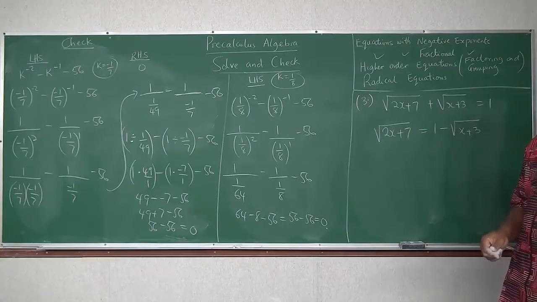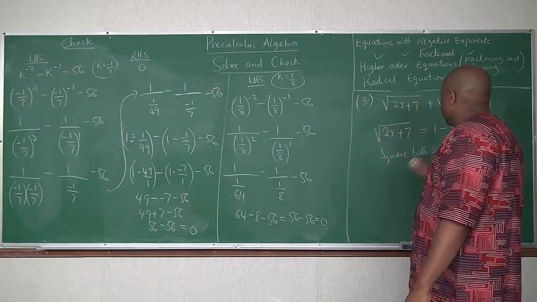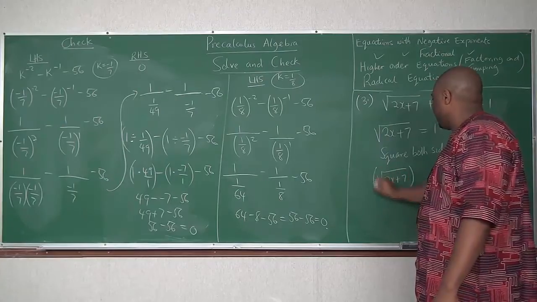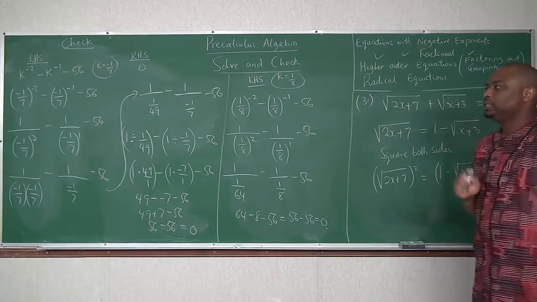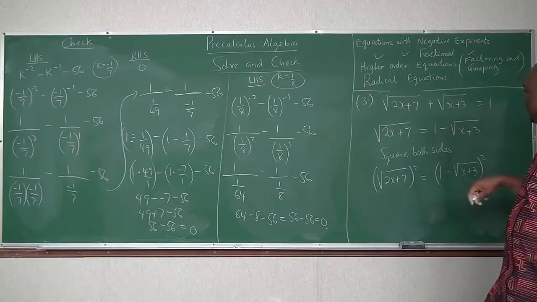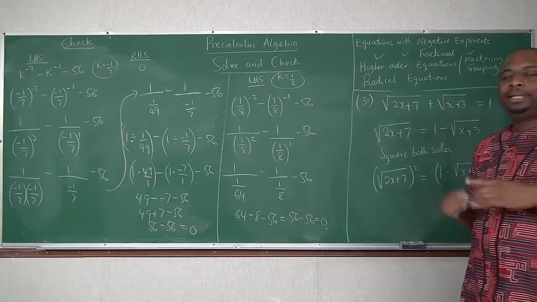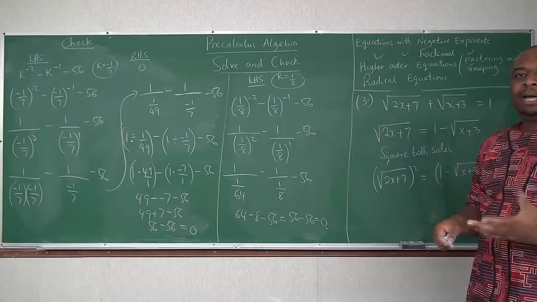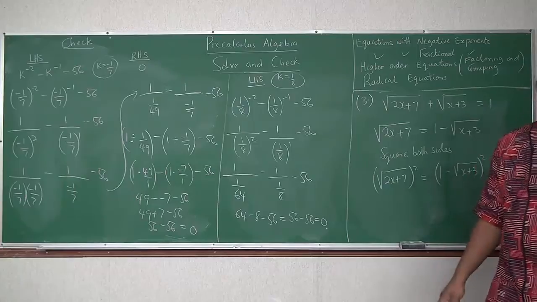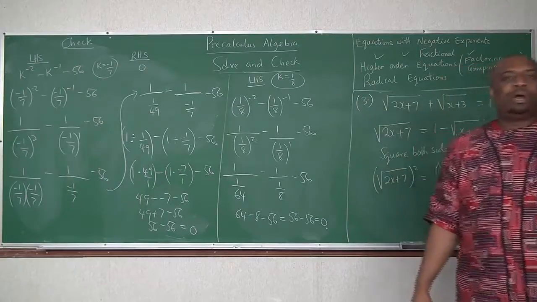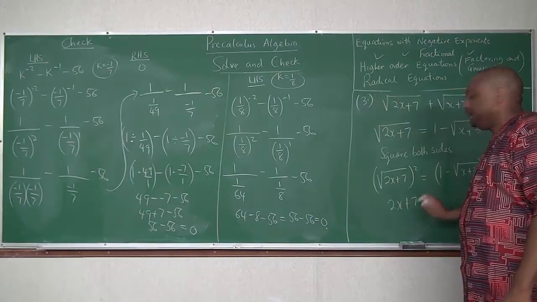Okay, so square both sides the first time. So you now have the square root of 2x plus 7 all squared equal to 1 minus the square root of x plus 3 all squared. Now, I tell you something that students do, and it's not funny. Of course, the square of the square root of a number is the number. The square root of the square of a number is the number. It could be a number, it could be a variable. The square of the square root of a term is that term. Similarly, the square root of the square of a term is that term. So this is 2x plus 7. No problem with that.